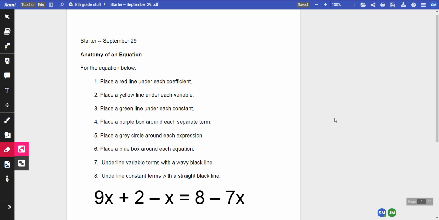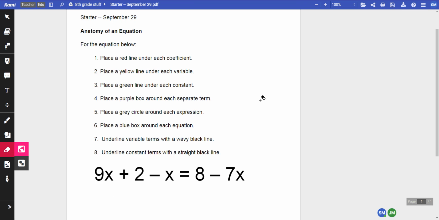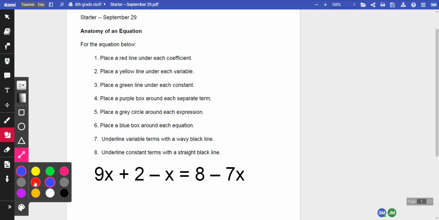Okay, so for our starter today, we're doing the same kind of thing we did yesterday in the lesson and the practice. We're going to identify all the parts of this equation. So step one, place a red line under each coefficient. So I'm choosing shapes and line and red.